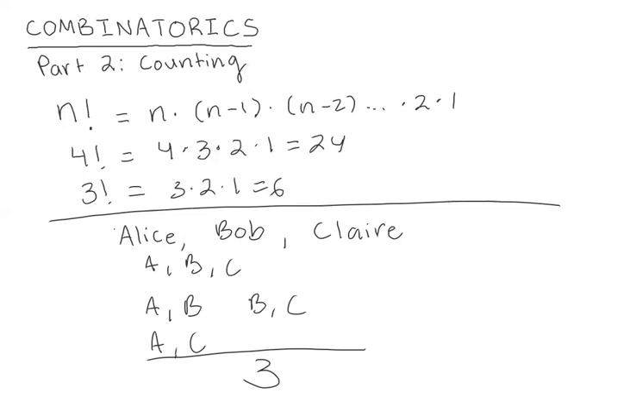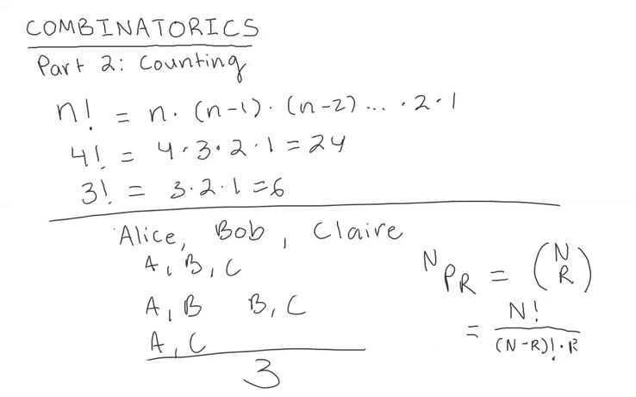Okay, so let's generalize this and have a formula. Let's say we want to choose r objects out of a collection of n objects. For example, in this case, we had two people out of a collection of three. This is n choose r. Now, what does this mean? This is equal to n factorial over n minus r factorial times r factorial.